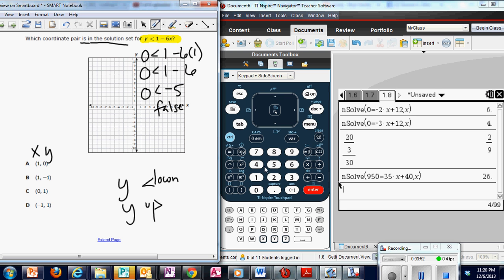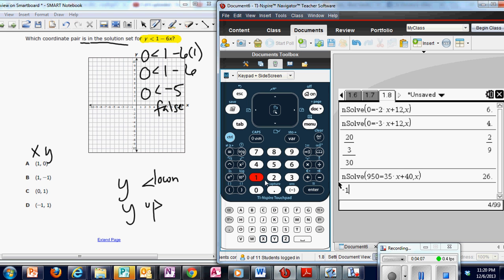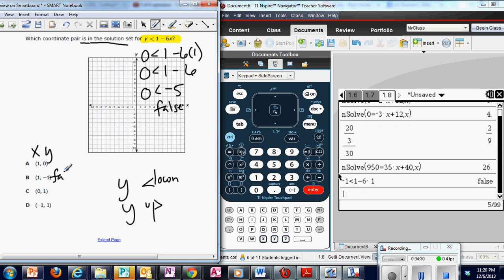So we would type, I'm going to move on to the next problem to show it because we're saying it that's false. But I'm going to do it for this next one. So y is a negative 1. And the inequality symbol is here. So control equal sign. I want that less than symbol. I need 1 minus 6 times, in parentheses, x, which is a positive 1. And close your parentheses. And that is a false statement, just as the first one is.